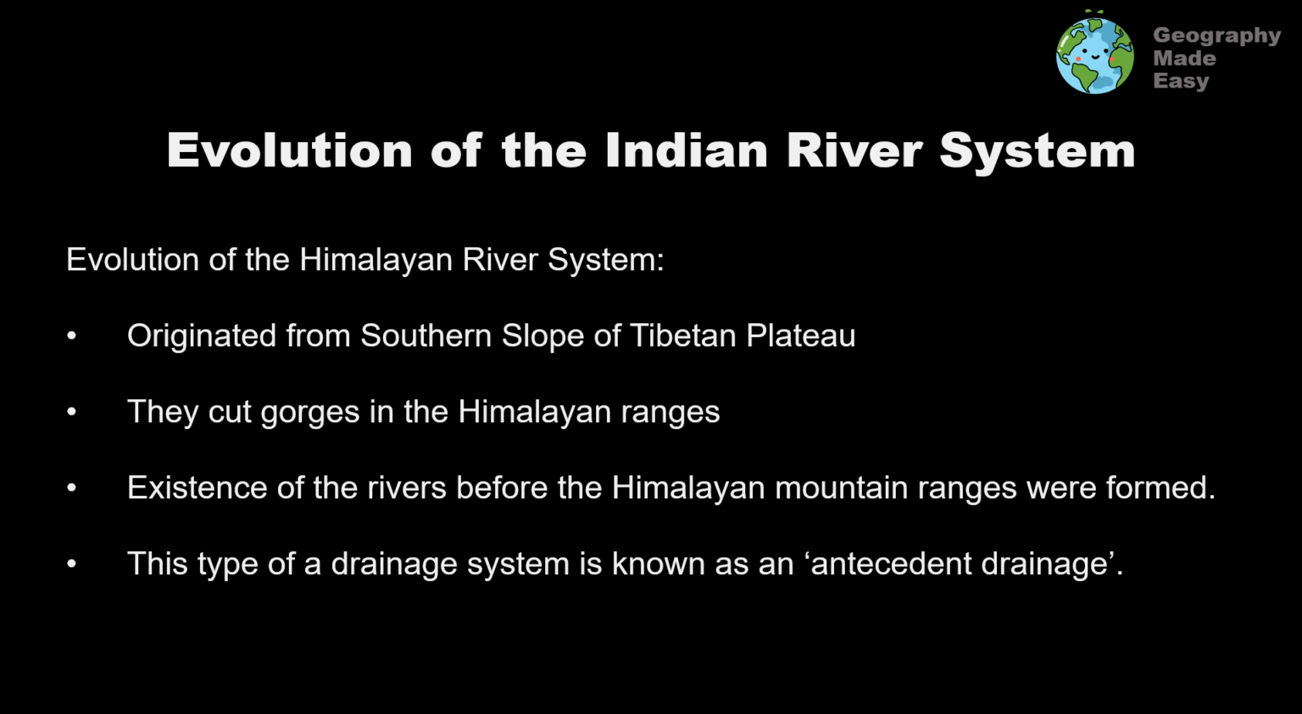Similarly, with time, we see that major cities and towns have developed both in north and south India, as well as east and northeast India, along major rivers. In order to understand how the evolution of the Indian river systems has taken place, we will be dividing the Indian river systems into two parts. Firstly, we will be looking at the Himalayan river system.